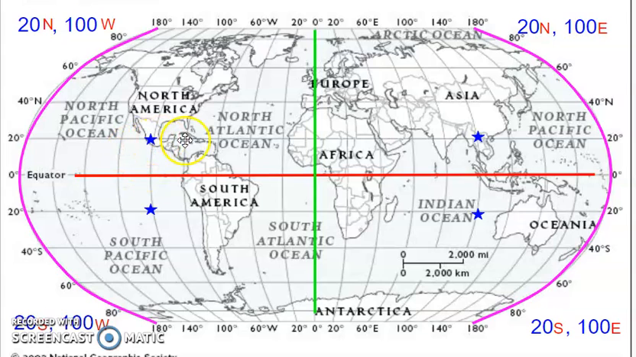Now there's another one that's on 20 north, but that's 100 east. That's why we have to keep in mind the cardinal directions that we place alongside of them. That's going to be over here, and it's going to be in the country of Thailand. Below the equator, you have 20 south, 100 east, right in the Indian Ocean. On this side in the Pacific Ocean, there's another star at 20 south, 100 west.